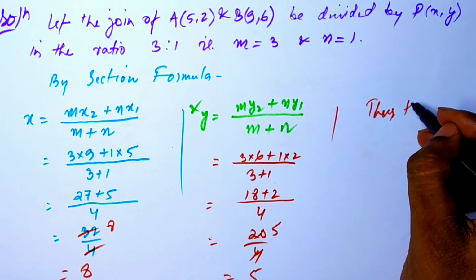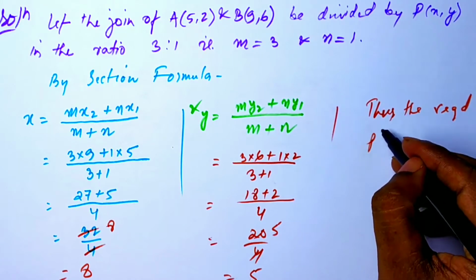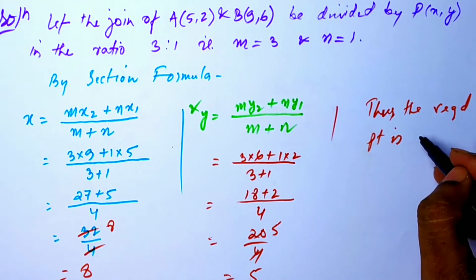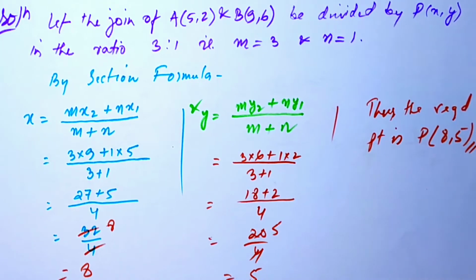Thus, the required point, or coordinate, is P(8, 5). This is our answer.